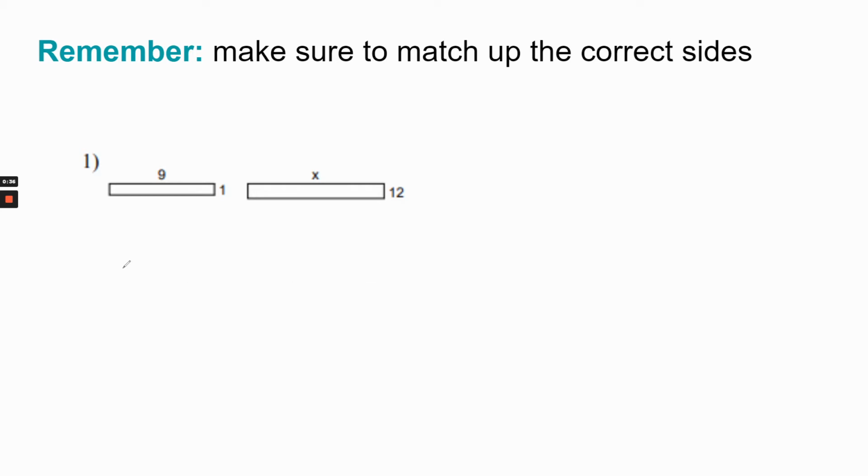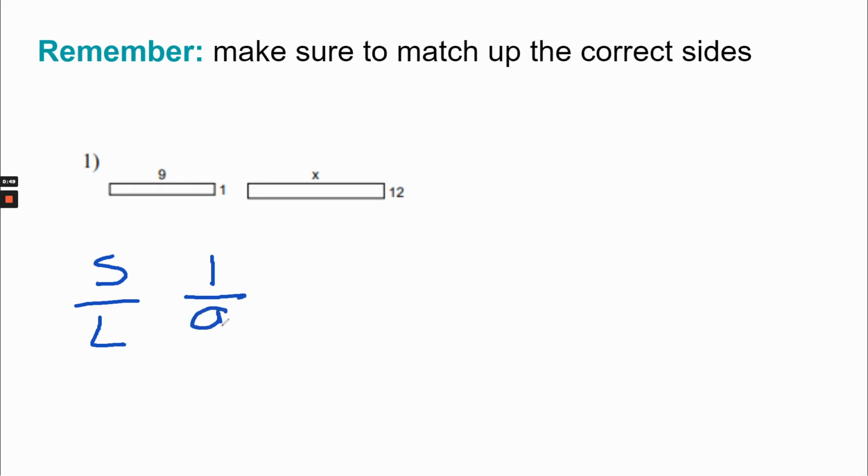So what we're going to do is label the short side over the long side. In our first figure, our short side is 1, our long side is 9. Notice how the labels help me make sure I put things in the correct spots.